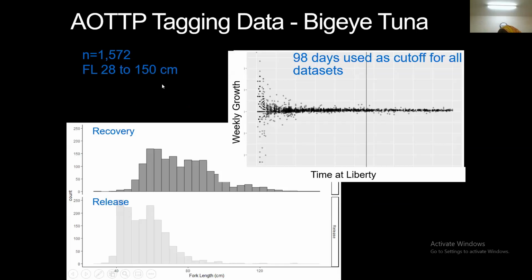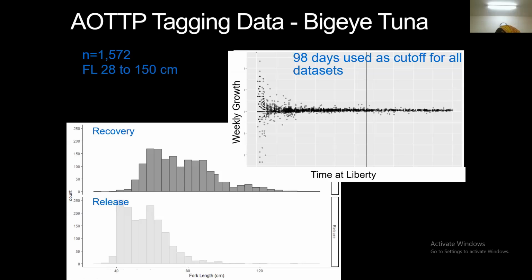For the AOTTP tagging data, we determined that 98 days would be used as the cutoff for time at liberty. So we only retained fish that were at liberty for longer than that. This left us with 1,572 pairs, where the fork lengths from recovery and releases ranged from 28 to 150 centimeters.